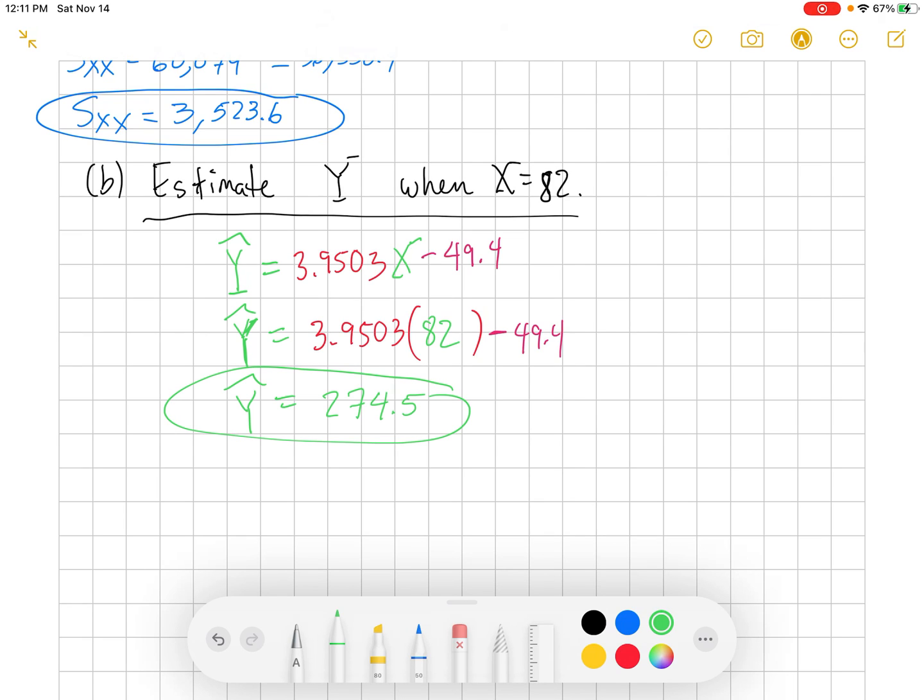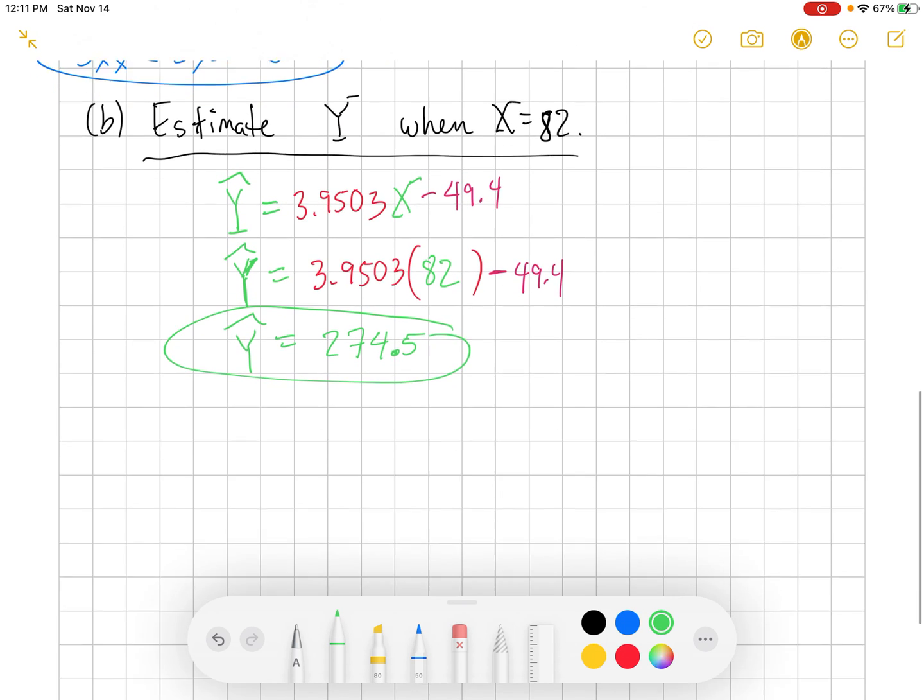Now I'm going to leave that as a decimal because when you're dealing with meters, right, when you're dealing with distances or lengths, you can have decimals. Before, when we were dealing with rainy days, you couldn't really have parts of days, so I just rounded it to a whole number. But in this case, it's fine to have a decimal. So 274.5 meters, roughly, would be the approximation.